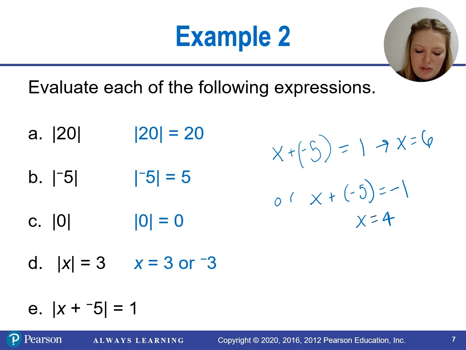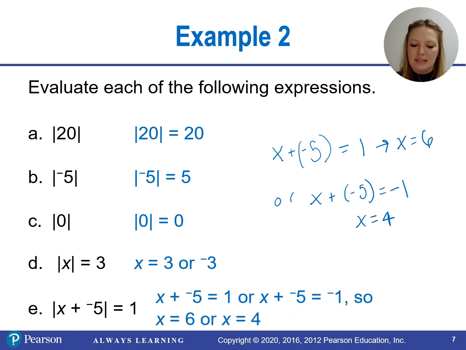I can check my answer by saying, okay, 6 plus negative 5 is going to give me positive 1, and the absolute value of positive 1 is 1. 4 plus negative 5 gives me negative 1, and the absolute value of negative 1 is 1. So x equals 6 or x equals 4 are both possibilities for x.